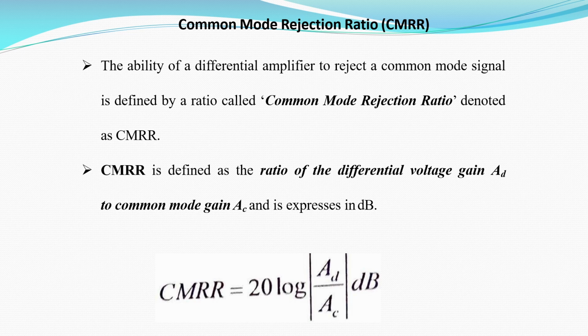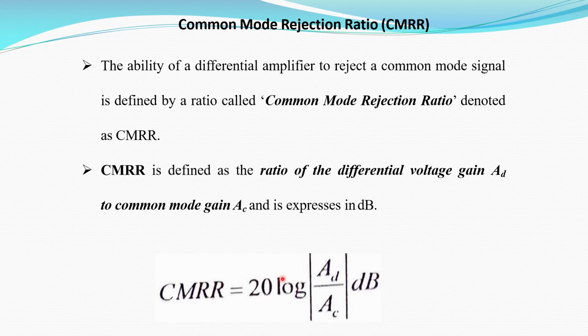And next, common mode rejection ratio. CMRR is calculated by using the ratio of AD and AC. It is the ratio of differential mode gain to the common mode gain. Therefore, CMRR is denoted as AD by AC. Here I represented the CMRR value in terms of decibels. So CMRR is equal to 20 log 10 modulus of AD by AC. This is the formula for the common mode rejection ratio.